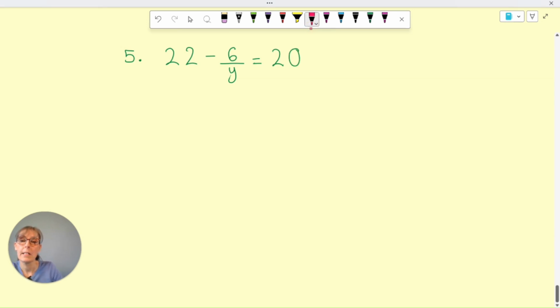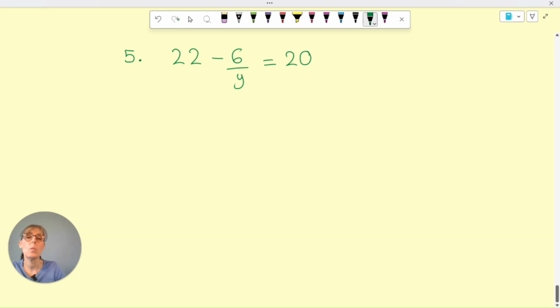All right. Where do I go? I've got to do this first. And that's positive because it doesn't say a negative. It's got to be positive, which means I need to take away 22 from both sides. Or shall I move this? I think I'm going to move that. So let's rewrite it. 22 take away 6 divided by y is equal to 20. Is that right? 22 take away 6 divided by y equals 20.